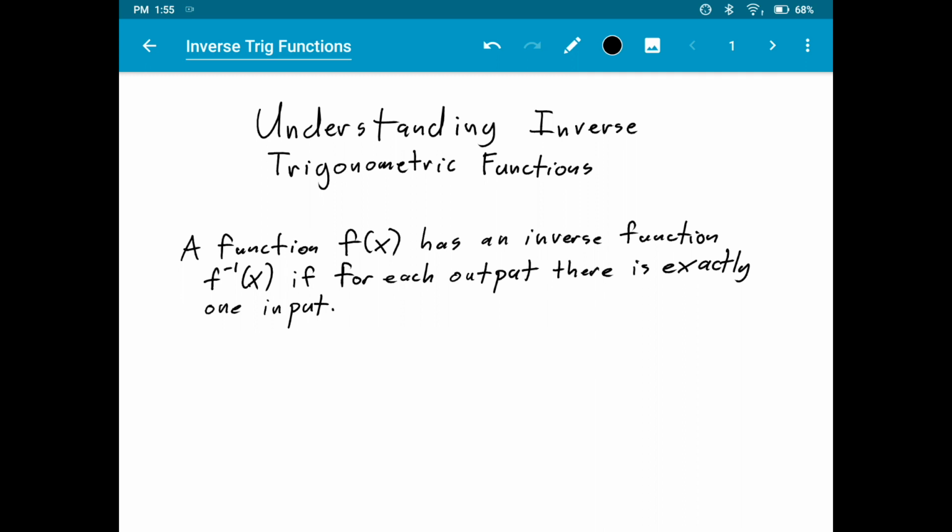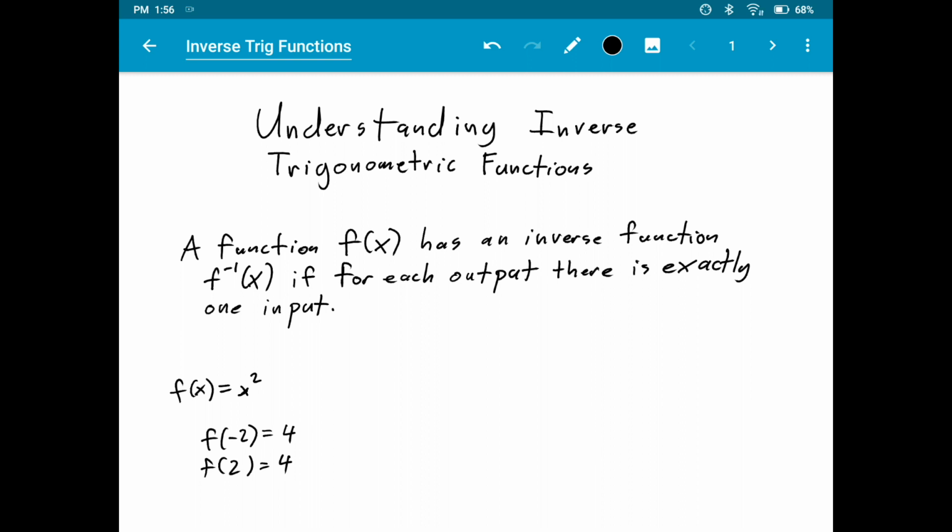Now, we've seen functions where this occurs. If we look at a function like f of x is equal to x squared, then if I look at 4 as an output, I can get that f of negative 2 is equal to 4 and f of 2 is equal to 4. So I can't have an inverse function.